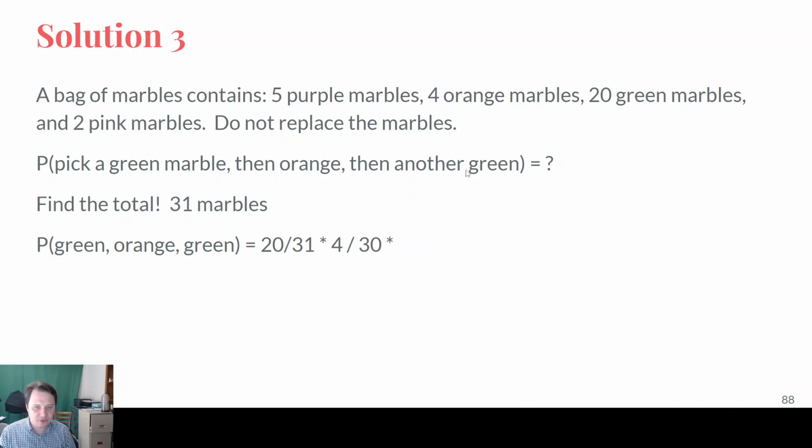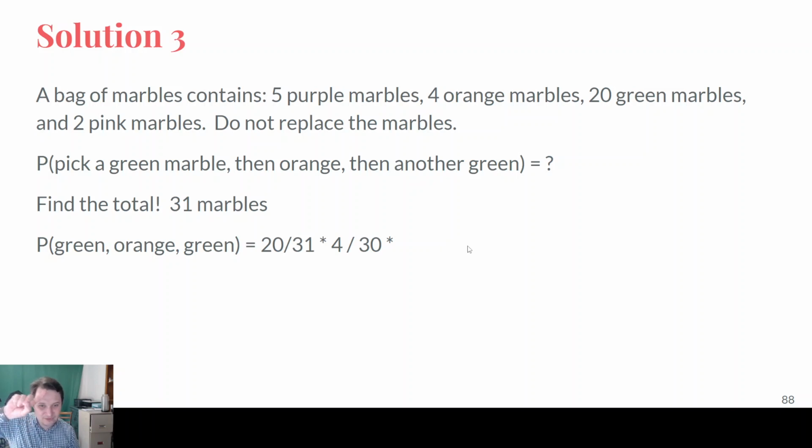Now we're going to pick another green one. So what number goes here if we're picking another green one? Again, we're going to assume that both of these happened, and then we're going to put in the green one. Here's the trick. You probably thought already we're going to drop the denominator by 1, which is true. The denominator is going to be 29.